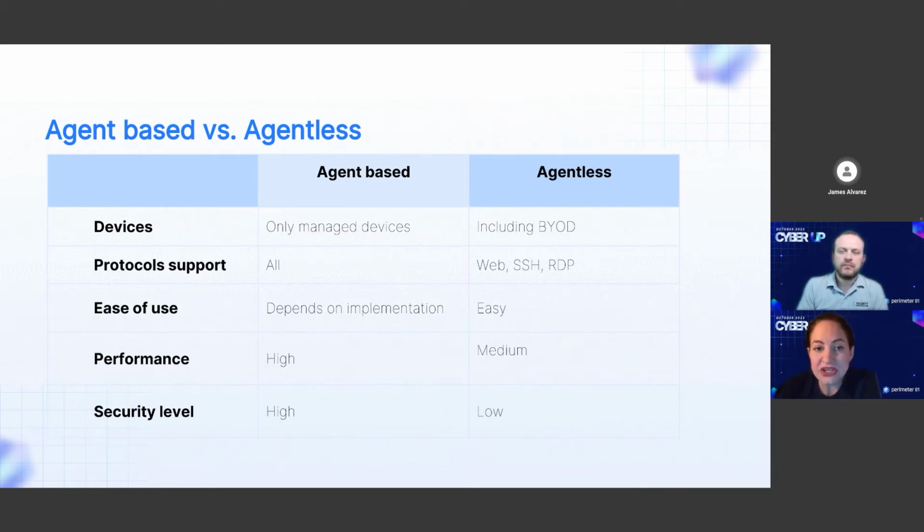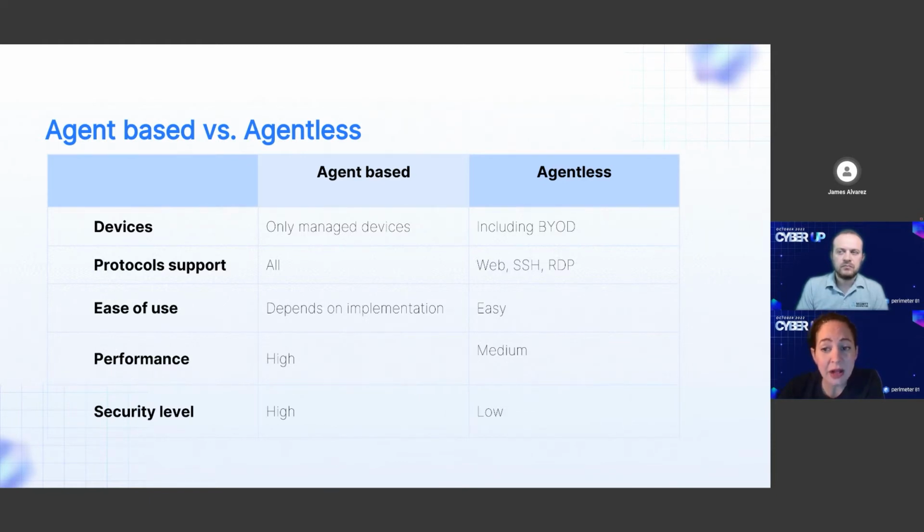Protocol support: agent-based is basically creating that all protocols can exist, so there is no necessarily limitation on the protocols. Agentless usually supports a limited set of protocols, which includes web, SSH, RDP, sometimes SQL, sometimes a bit more. But these are kind of the primary ones.